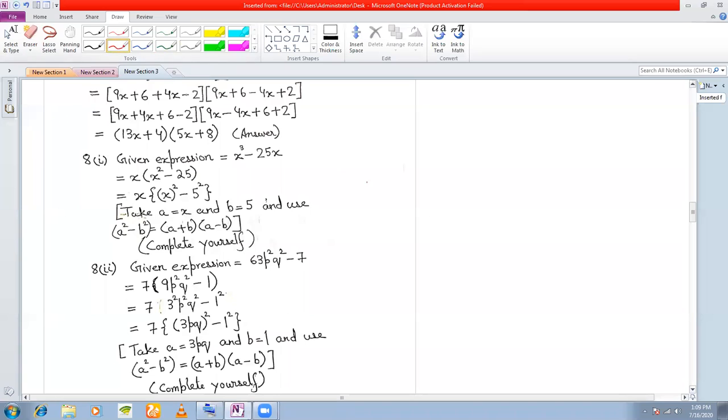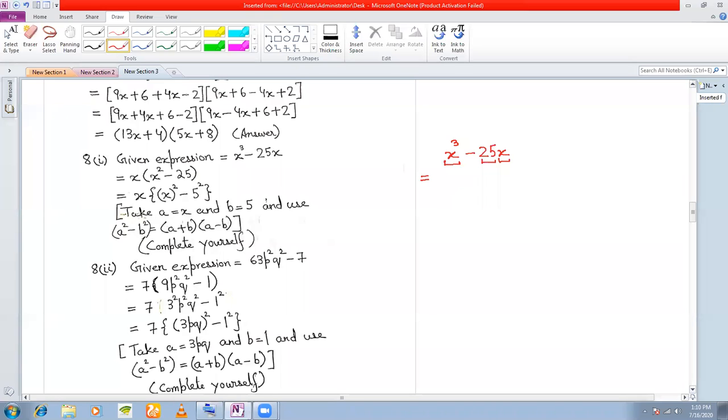Okay, let me use a red this time. x cube minus 25x. Now you see that x cube is not a perfect square, right? 25 is a perfect square. But what about x? x is not a perfect square. So what to do? Here in this case, we'll apply a little bit of common sense.